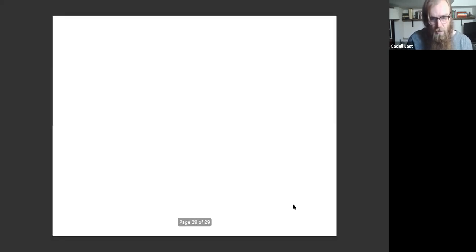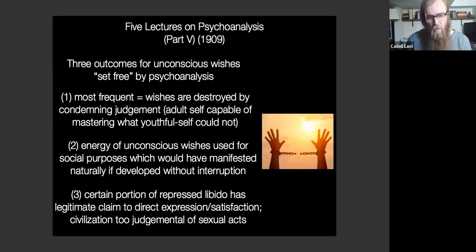So this is the last slide here. And I think it's an important slide. So he says, and this is interesting to think about, here he's giving us the three outcomes for the unconscious wishes which are, quote unquote, set free by psychoanalysis. And again, thinking about freedom in the context of psychoanalysis, I think requires a philosophical challenge which may be already represented in the work of someone like Slavoj Žižek.